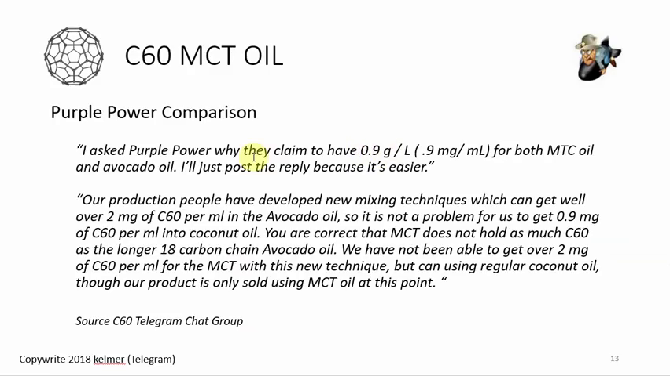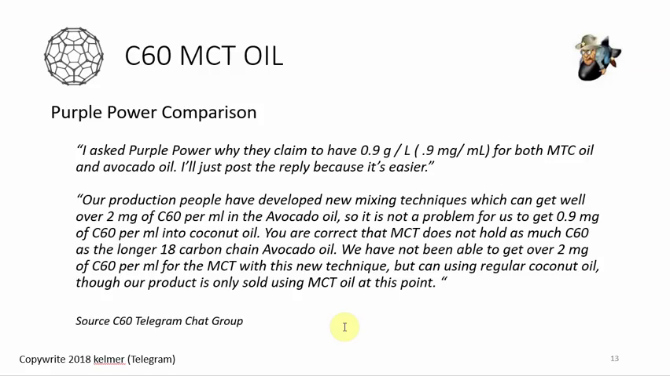So somebody out there asked them, and then this was their reply, and I wanted to share it with you because it's really kind of interesting. From a how much C60 can you get in MCT oil, right? And so this is their response. Our production people have developed new mixing techniques which can get well over 2 milligrams of C60 per milliliter.